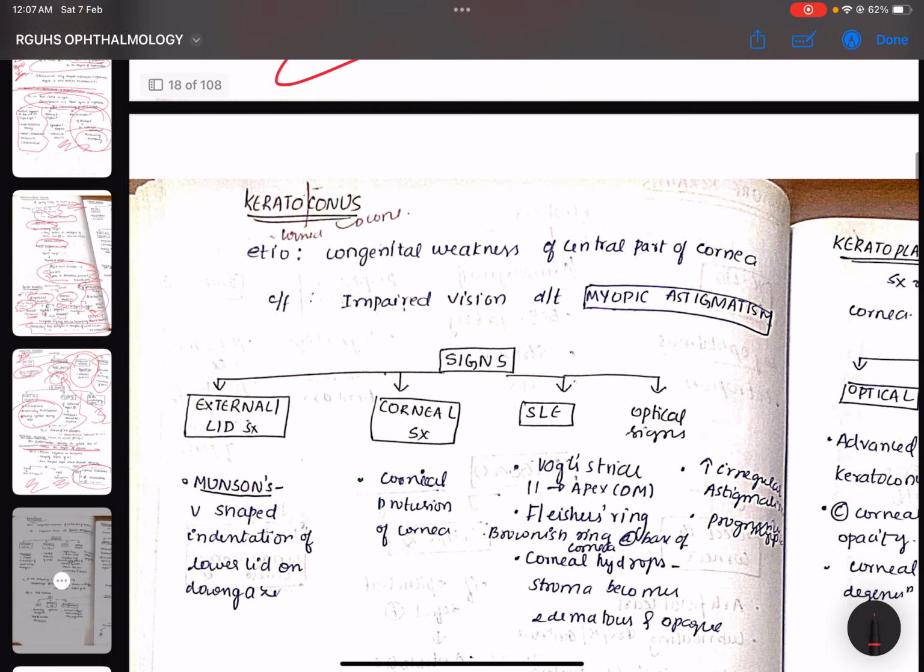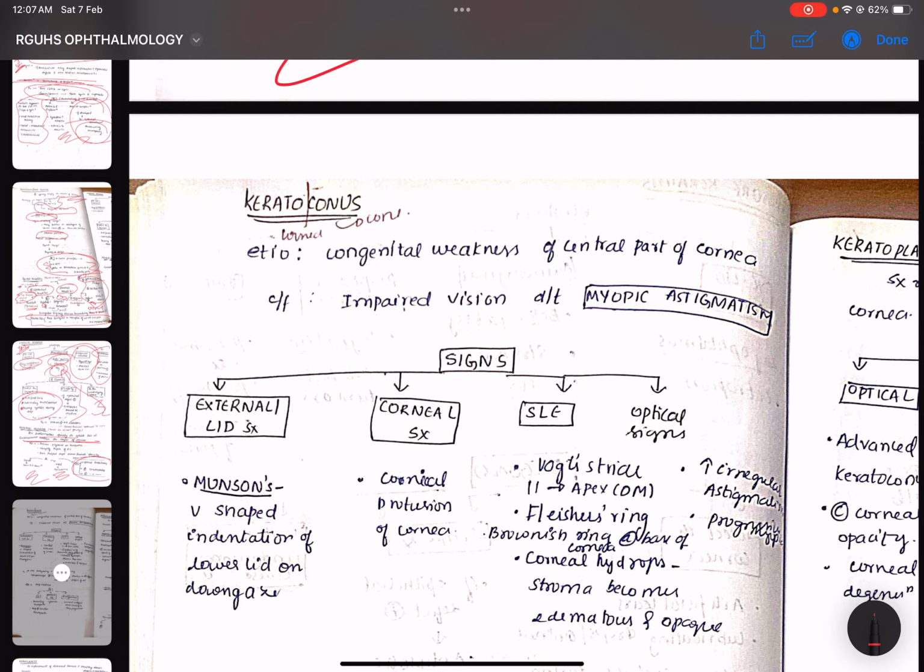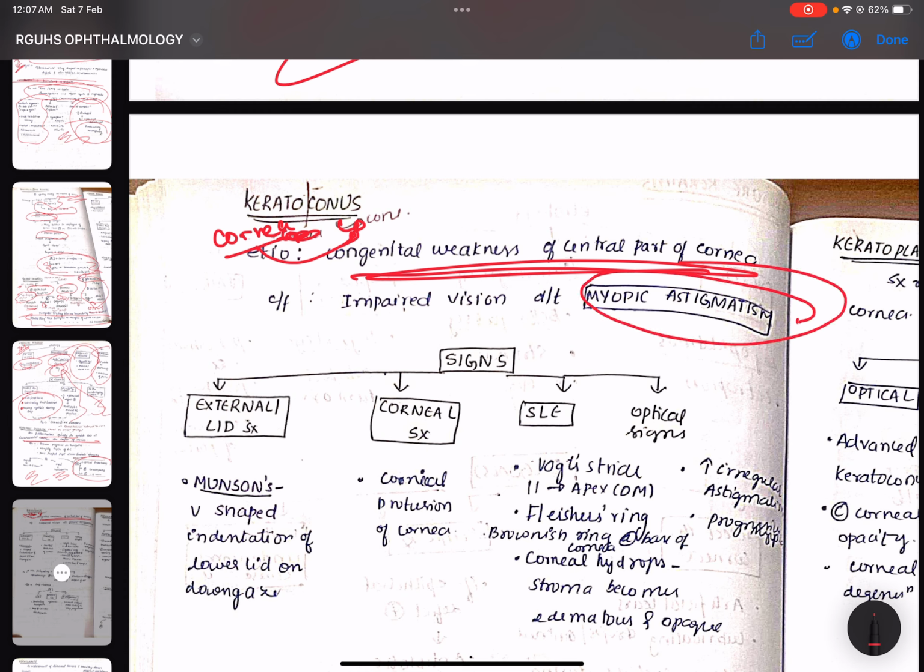Okay. One more important disease is keratoconus. So what does kerato mean? Again, conus means what? Cone. Kerato means cornea. So the cornea is looking like a cone. So what can be the etiology? Obviously, there is some congenital weakness of the central part of the cornea. So again, what is the major function of the cornea? As I told, refraction. So what is the major clinical feature the patient will present with? Myopic astigmatism. See, that's why knowing anatomy and physiology is so vital to any clinical subject.